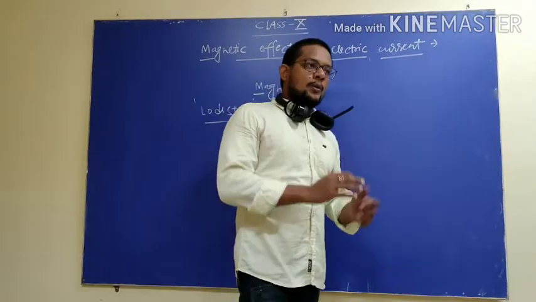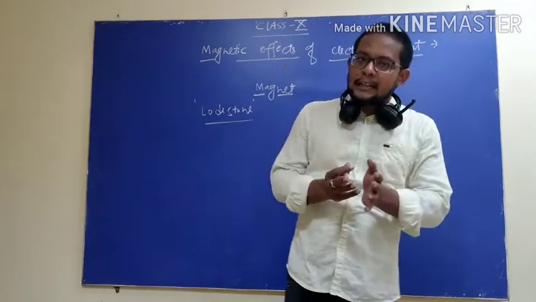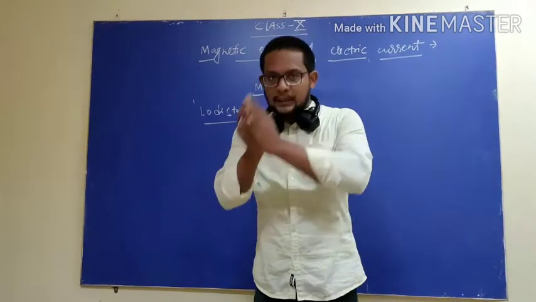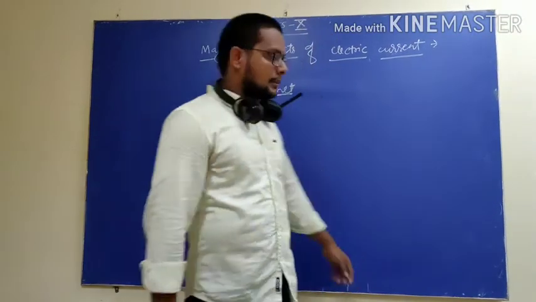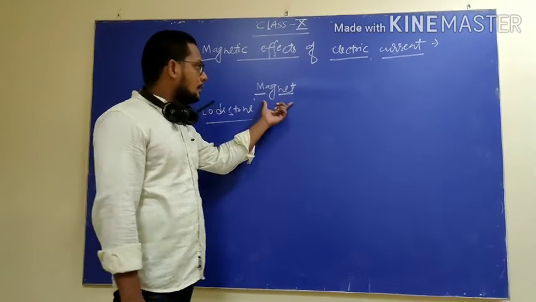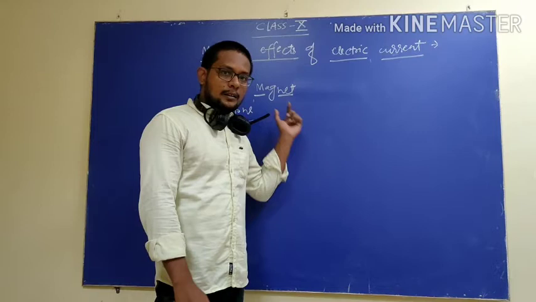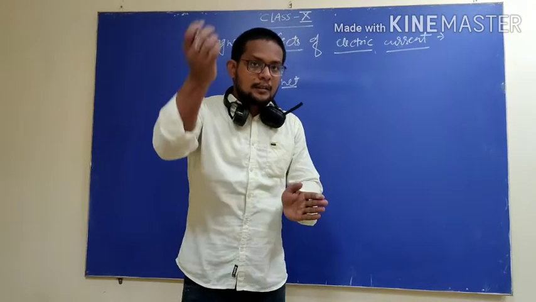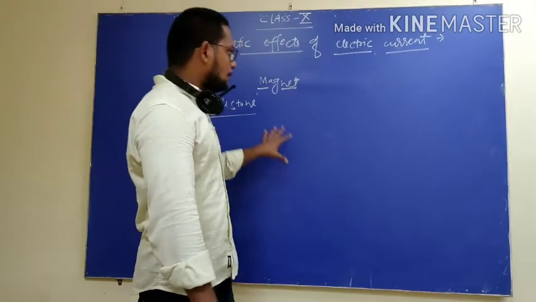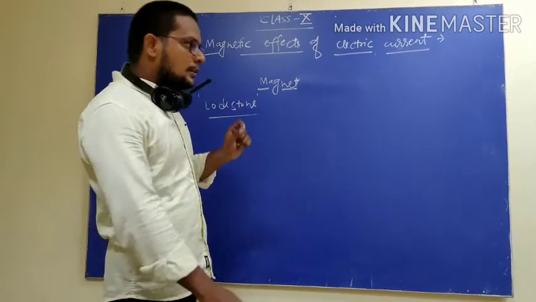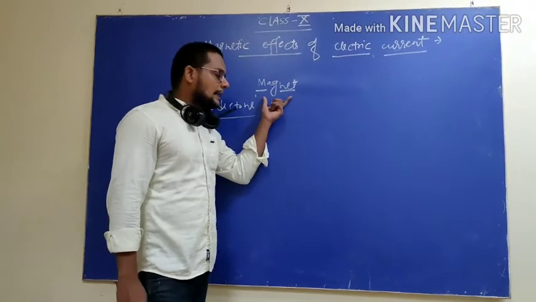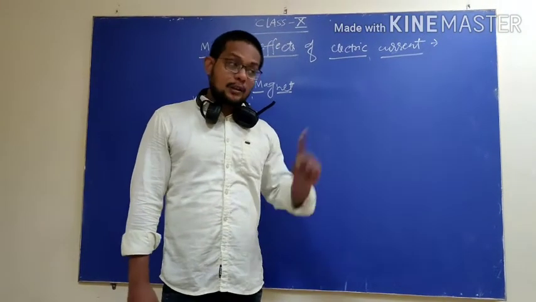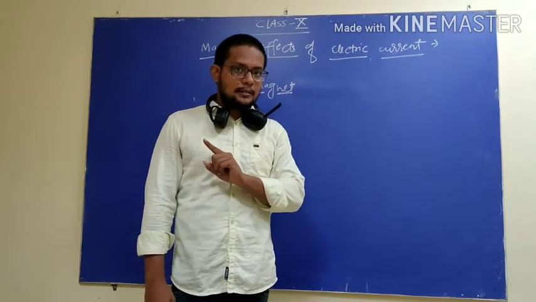Because a magnet has both attractive as well as directive properties. How can you define a magnet? A magnet is a substance or material that has both attractive as well as directive properties. What do you mean by attractive and directive? Dear students, a magnet applies force on another magnet or simply magnetic materials.